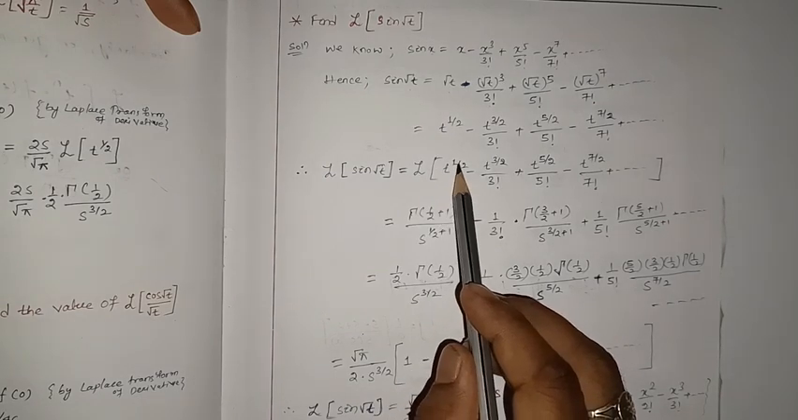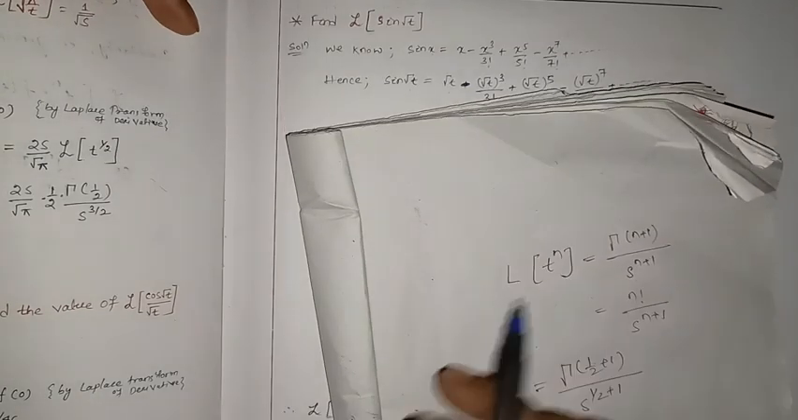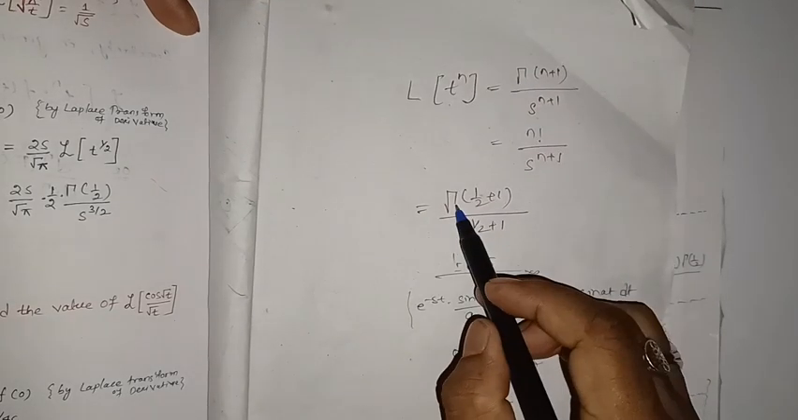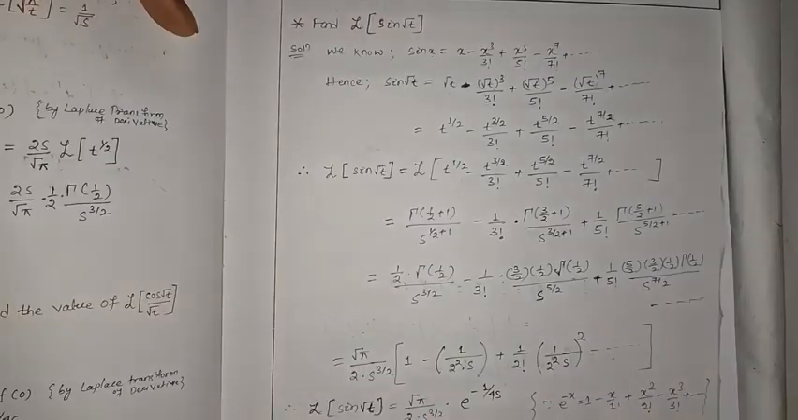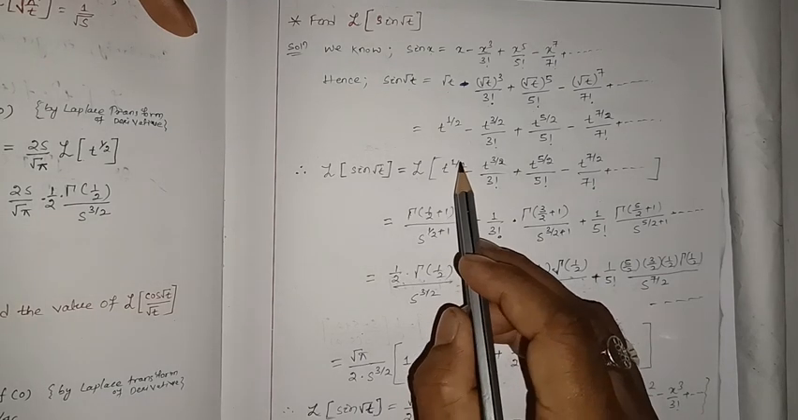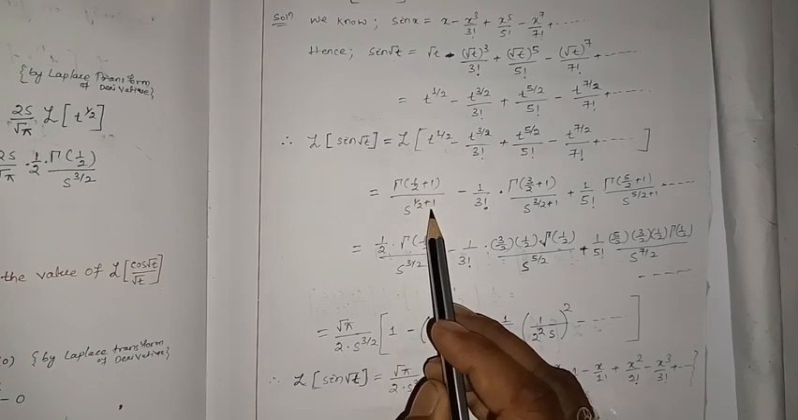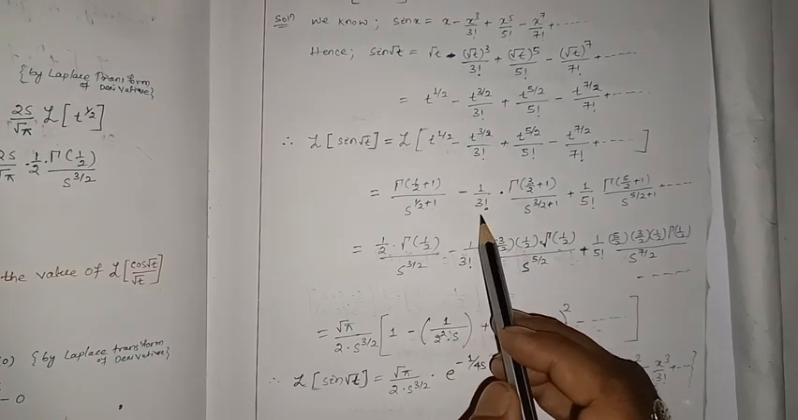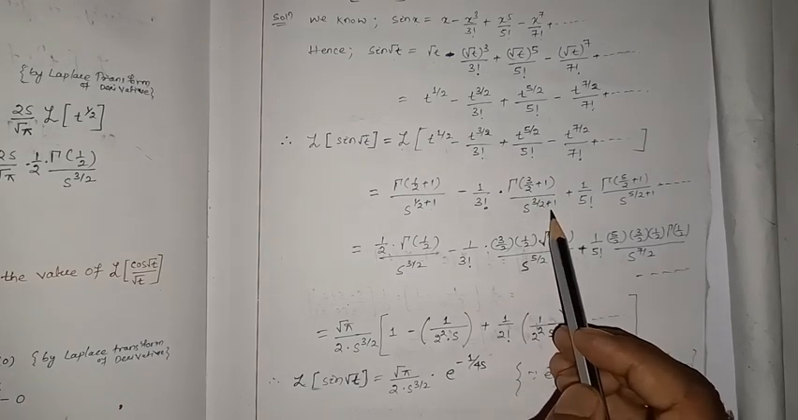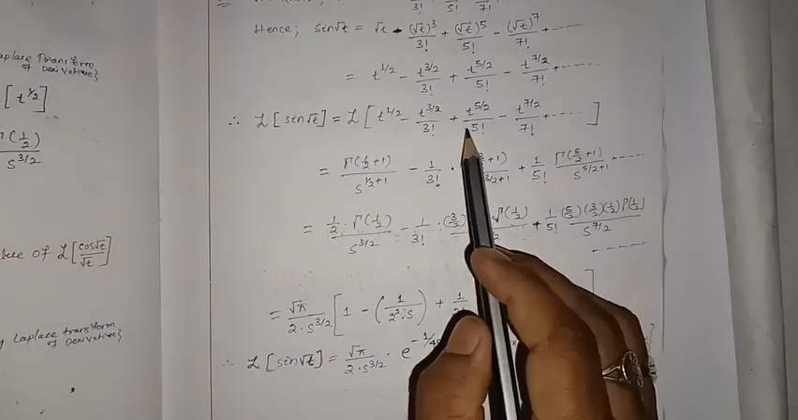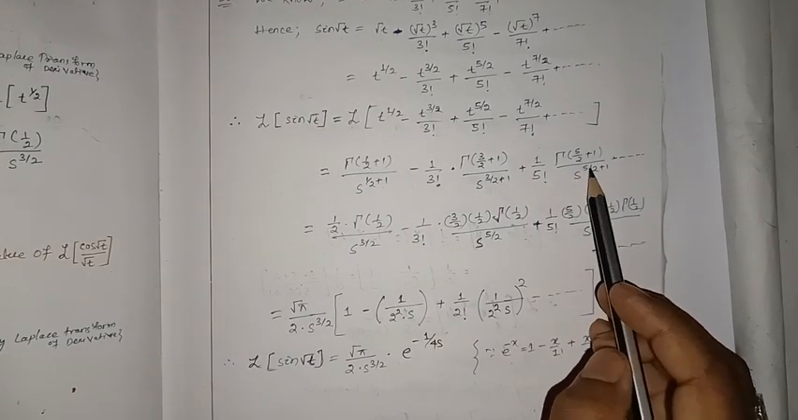Okay, so Laplace transform of t to the power 1 by 2, then Laplace transform of this term, and this term. As we discussed just now, Laplace transform of t to the n is gamma n plus 1 by s to the n plus 1, or n factorial by s to the n plus 1. That means we are going to use it over here. Laplace transform of t to the 1 by 2 is gamma 1 by 2 plus 1 by s to the 1 by 2 plus 1, minus, already 3 factorial is in the denominator, so 1 by 3 factorial, Laplace transform of t to the 3 by 2 will be gamma 3 by 2 plus 1 by s to the 3 by 2 plus 1. Laplace transform of t to the 5 by 2, already 5 factorial is there, so 1 by 5 factorial, will be gamma 5 by 2 plus 1 by s to the 5 by 2 plus 1.